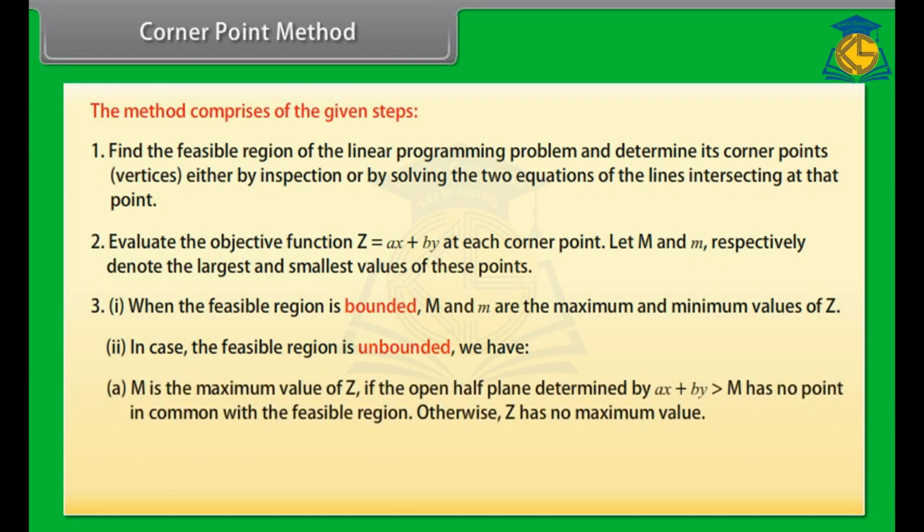a. M is the maximum value of Z if the open half plane determined by ax plus by greater than M has no point in common with the feasible region. Otherwise, Z has no maximum value.